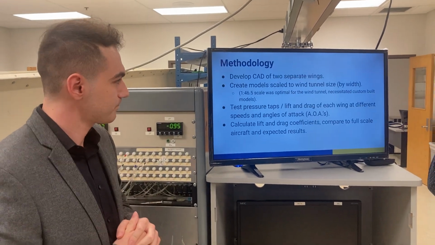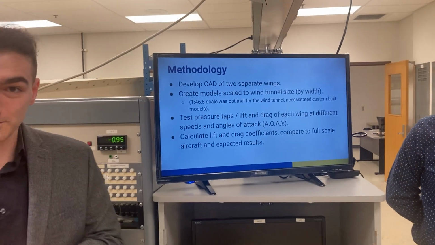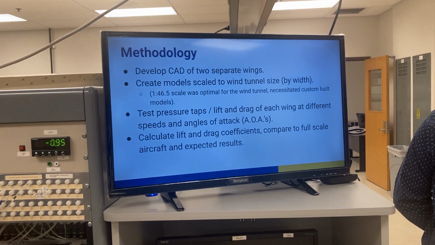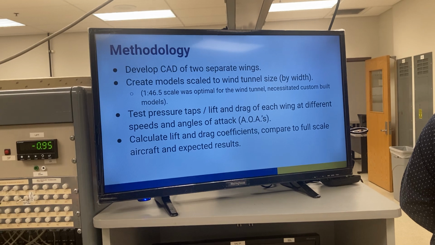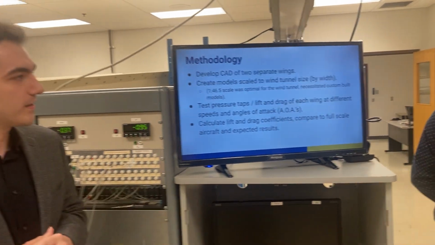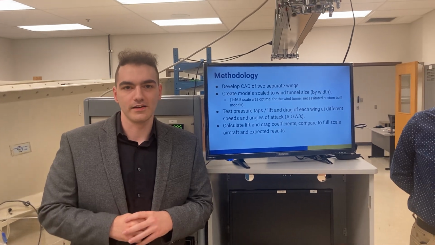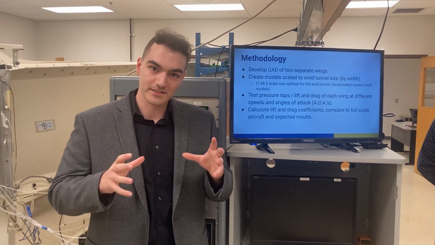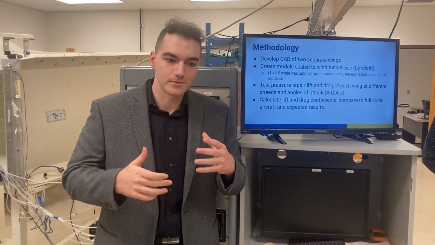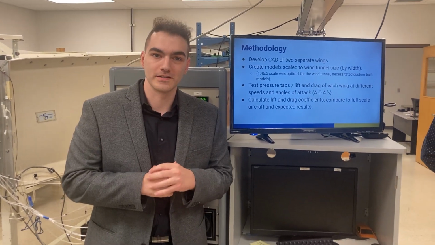Moving on. So we had a methodology applied. Beginning, we had to develop the CAD of 2 separate wings. This was done using SolidWorks modeling software. The models were created to fit as large as they could within the wind tunnel. We had an 18-inch wide wind tunnel here at Kettering University, and in order to get the best and most applicable and realistic lift and drag values, we wanted to make the wings as big as they could.